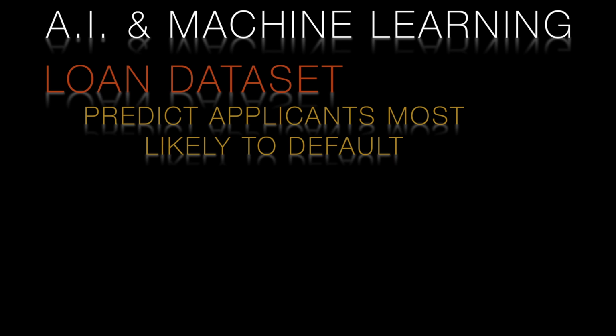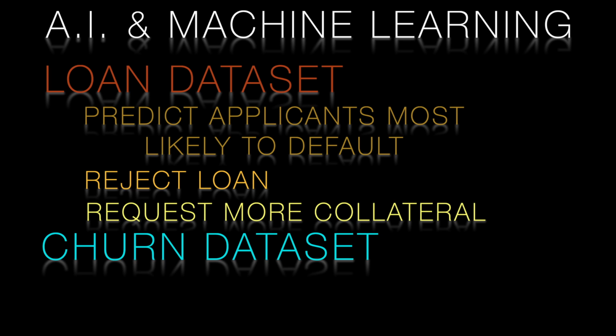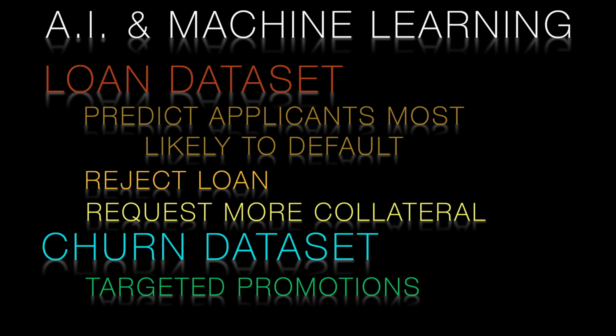A credit officer would use this information to approve or reject the loan application, or perhaps demand more collateral from a prospective borrower. We'll also use a customer churn dataset. Here we want to predict which bank customers are most likely to churn based on their behaviour. Here account managers will target these customers with promotions to reduce the likelihood of them leaving and joining a competitor.